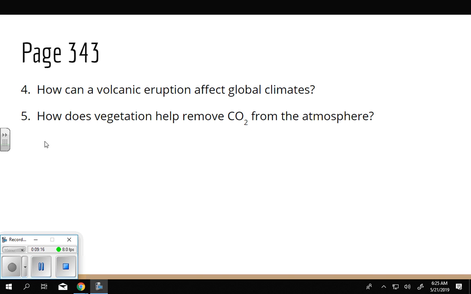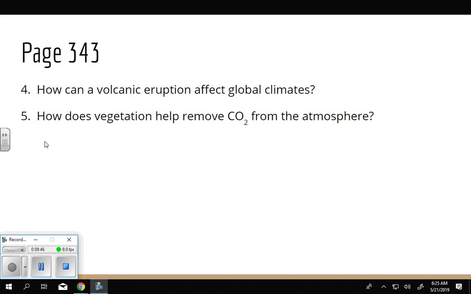Large volcanic eruptions can also affect climates around the world. Highlight, sulfur and ash from eruptions decrease temperatures by reflecting sunlight back into space. These changes may last, highlight, a few weeks or several years, depending on the strength of the eruption and how long it lasts. Question 4, how can a volcanic eruption affect global climates?